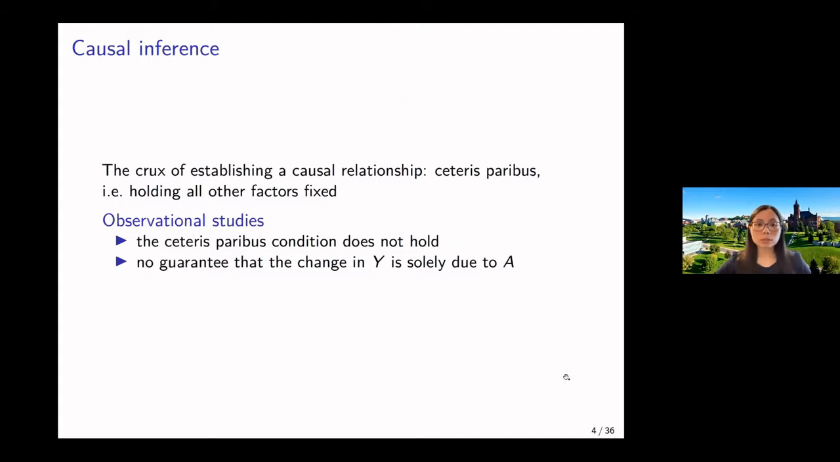So the crux of establishing a causal inference is called ceteris paribus. This is a Latin phrase, and it means holding all other factors fixed. That means we are trying to make sure that everything except the treatment is the same, so that all the individuals or subjects in different treatment groups are comparable.